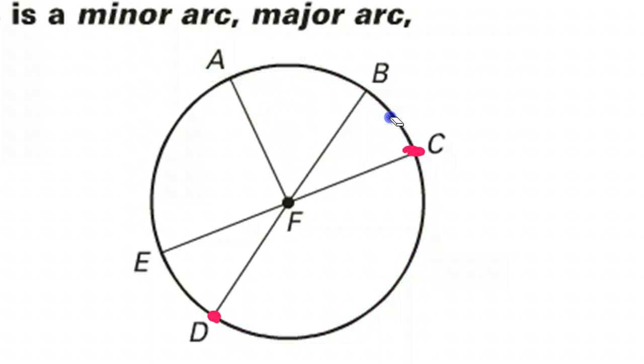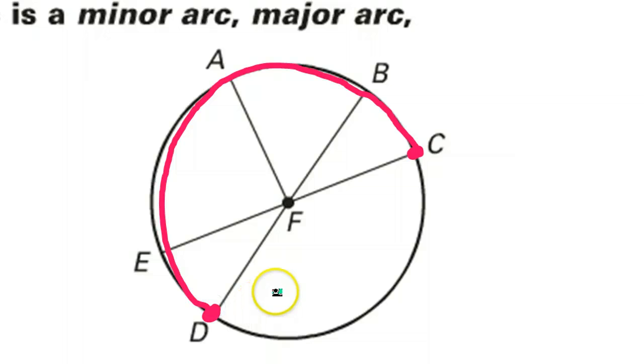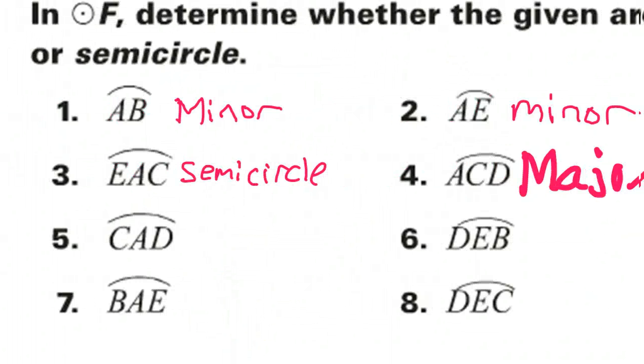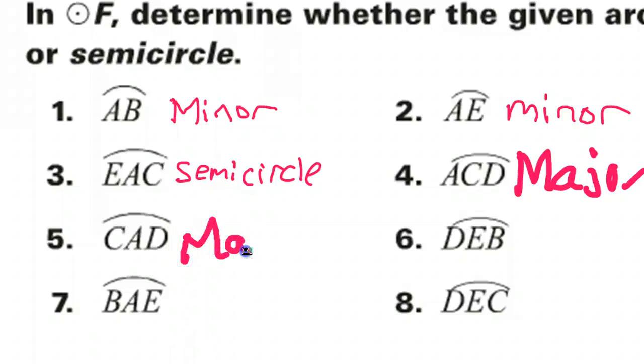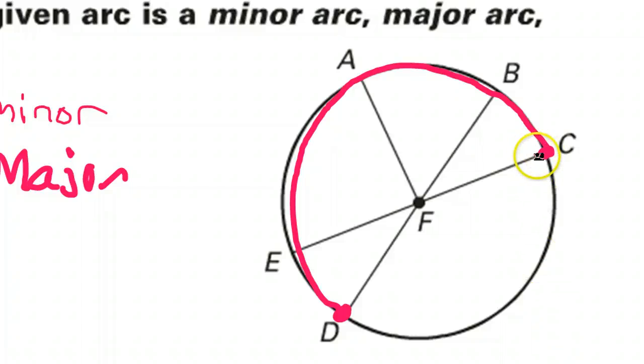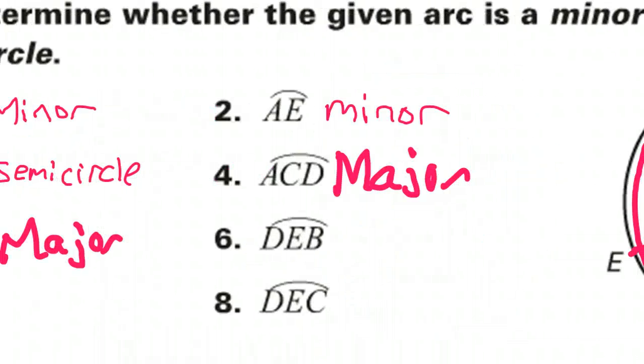CAD means starting at C and going through A and ending up at D. That is another major arc. That's bigger than 180 degrees. Right here is a semicircle. So it went past that, so it's definitely a major arc.